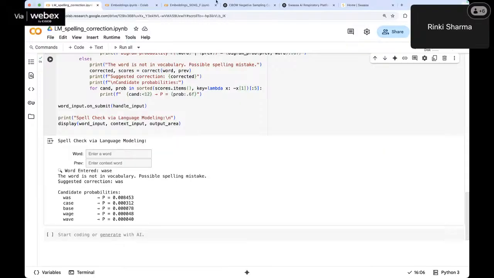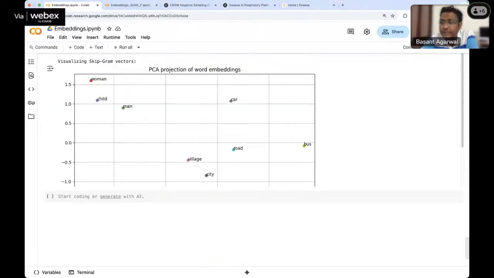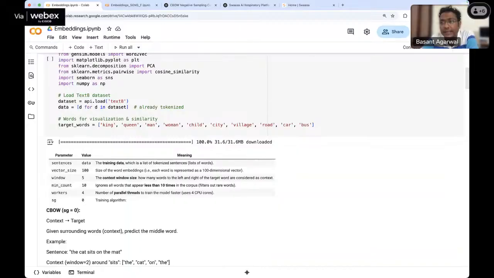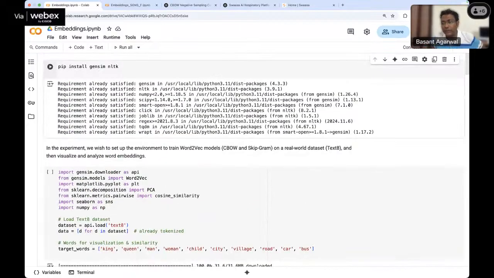Okay, so now we go to the next experiment, in which we have developed the code for finding out the embeddings of different words in the corpus. If you remember, we discussed in the theory in the morning that there are mostly three algorithms, which are a quite foundational way of developing the embedding models.